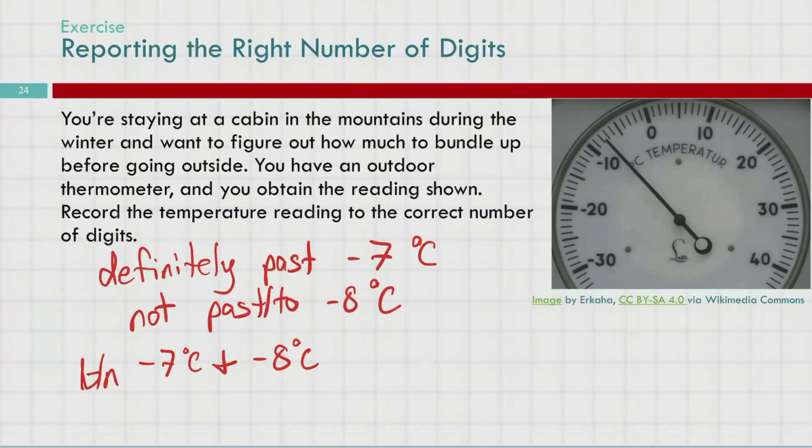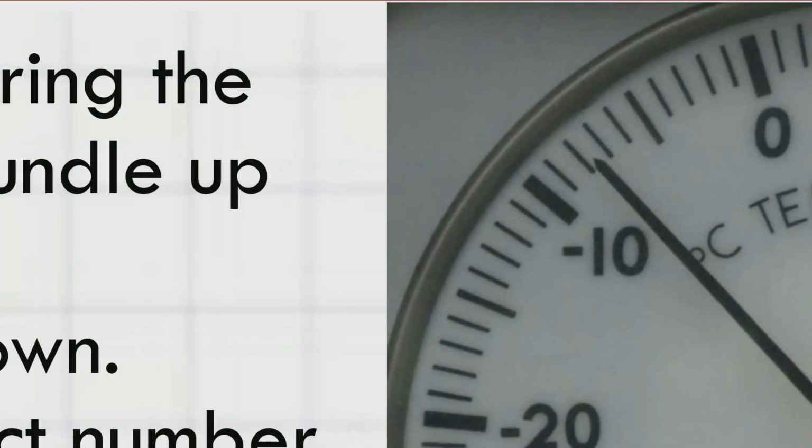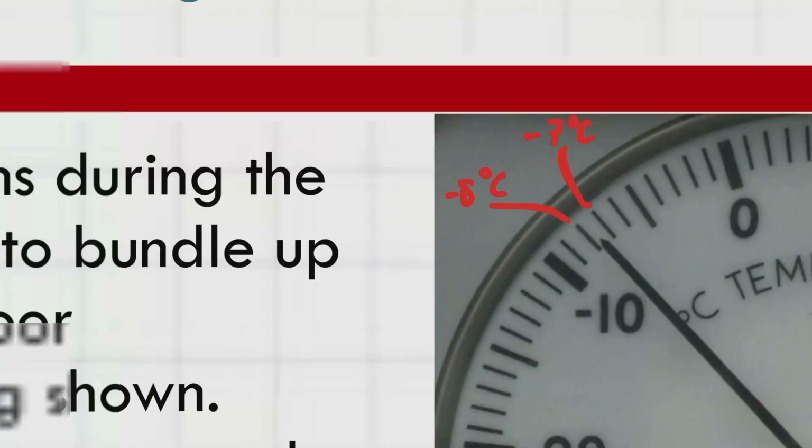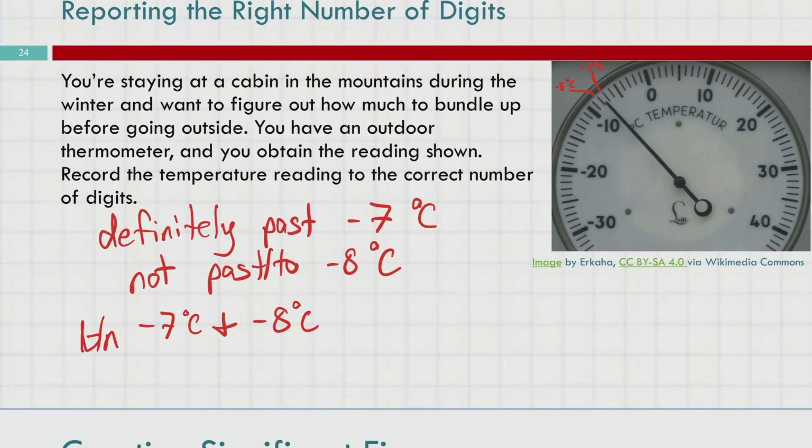We want to know how far past are we. So looking at -7 degrees Celsius, -8 degrees Celsius. On a scale of 0 to 9, how far past the 7 are we? We're more than halfway, right? So it might be 6, 7, 8. So any number of these would be good: -7.6, -7.7, or -7.8, all in degrees Celsius. These would all be good measurements.